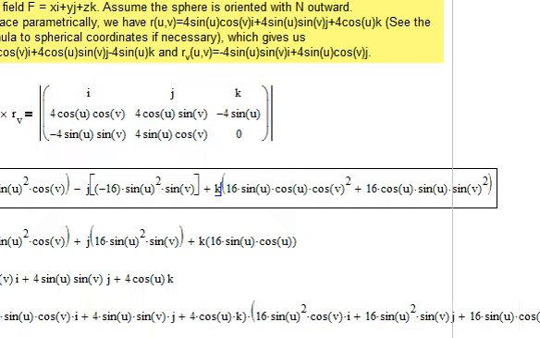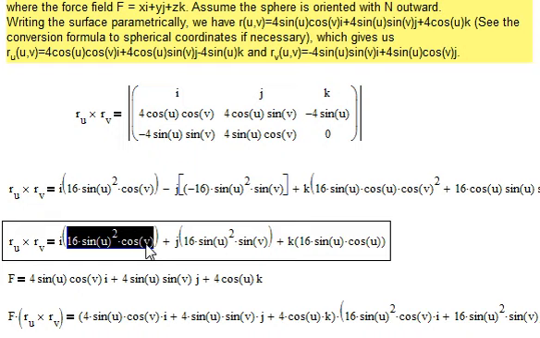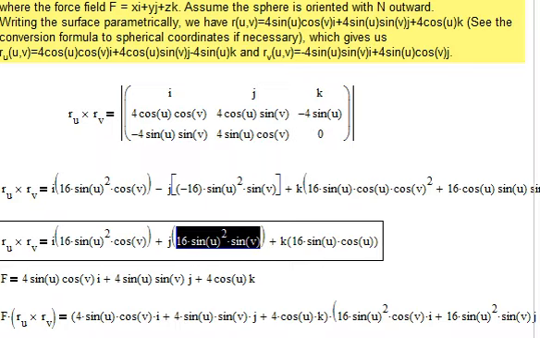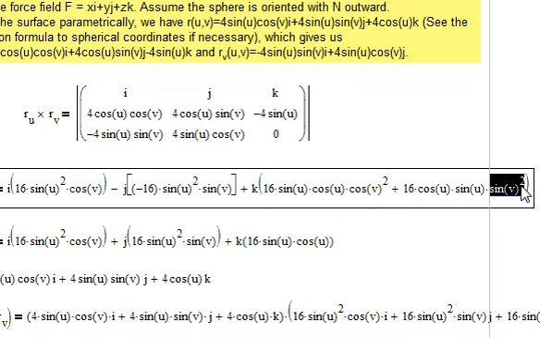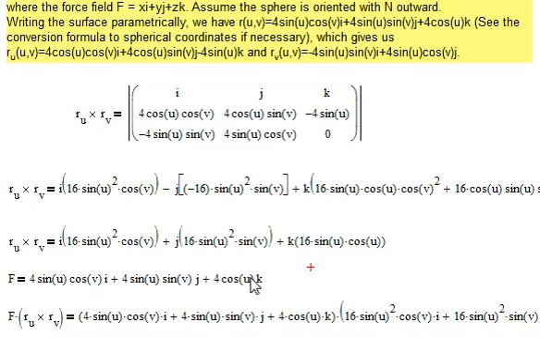Now here comes the fun part where we simplify this mess. Not much to simplify here, other than minus the negatives to find a plus, but here we got something. Notice that cosine squared v plus sine squared v equals 1, and if you factor out the rest of it, it's 16 sine of u cosine of u times 1 times k.